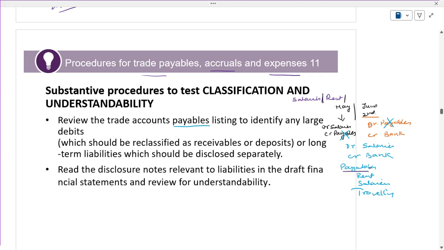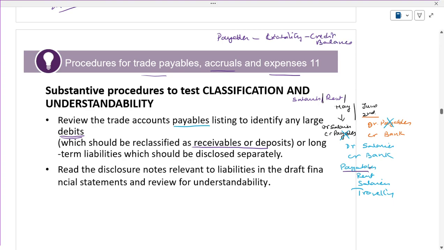Most important thing: if any large debits are there, they may need to be reclassified as receivables or deposits. When you are talking about payables, you may have large debits. Sometimes you will have debit balances, but payables are a liability, so they should always be a credit balance.